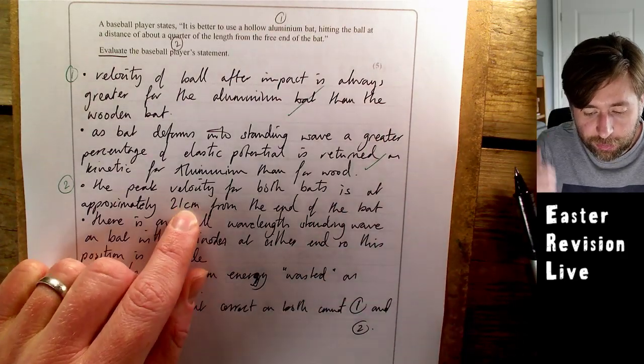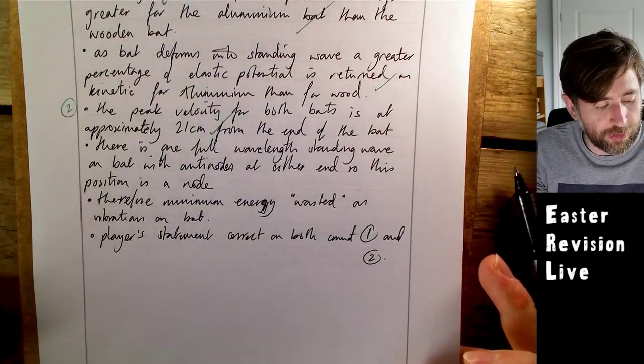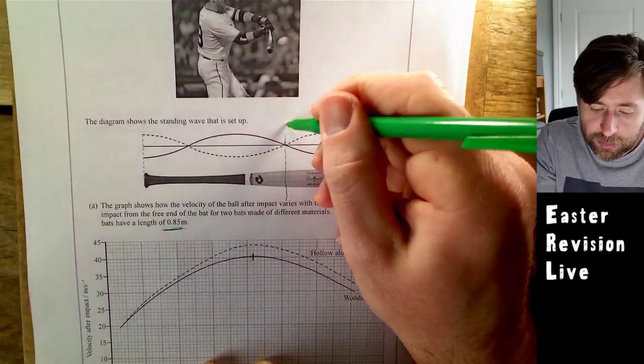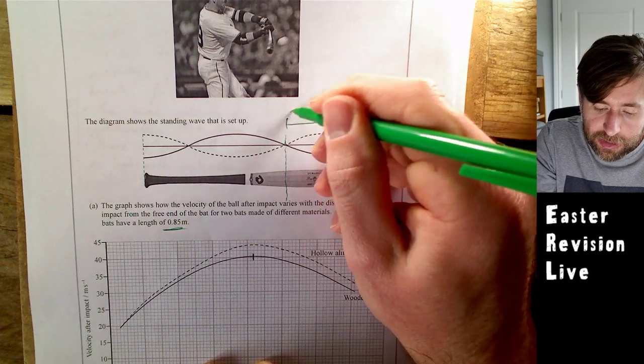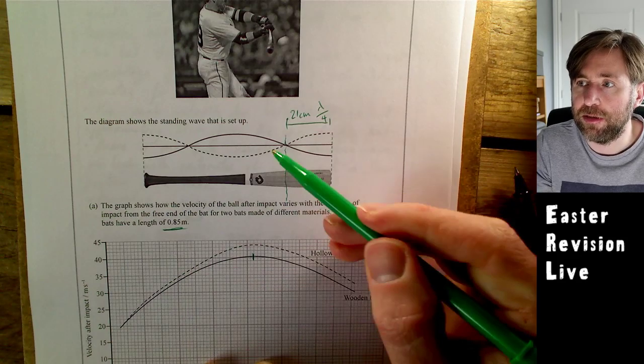So the peak velocity for both bats is approximately 21 centimeters from the end of the bat. There's one full wavelength of a standing wave there. So that 21 centimeters is a quarter lambda. Okay, so hence there's a node there.